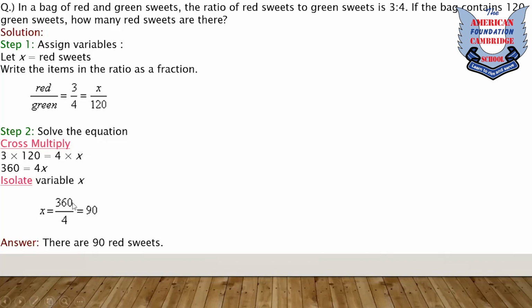So the value of x is 90. So the number of red sweets is 90. I hope that's clear. If this was an easy one, just practice and keep your head in the game. How will you keep your head in the game? You will concentrate on the keywords that are given in the word problem. Moving on.